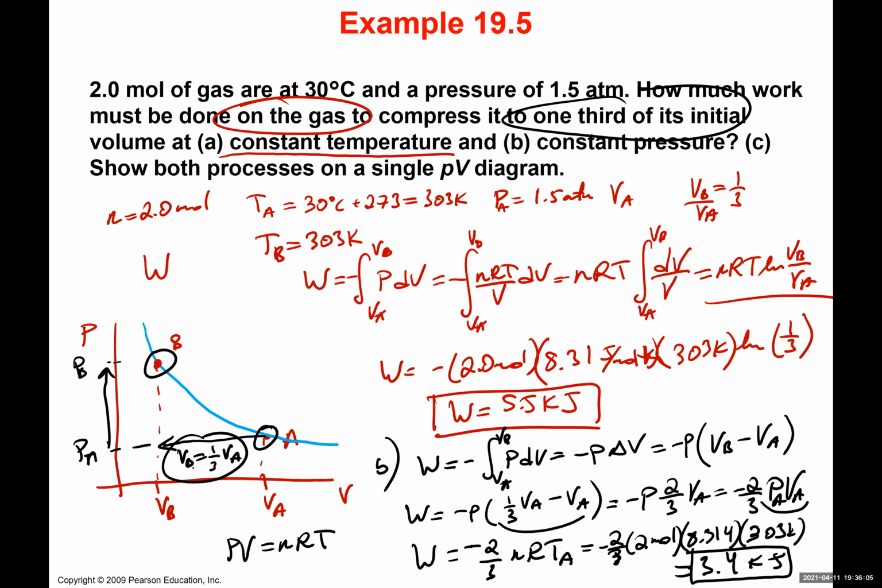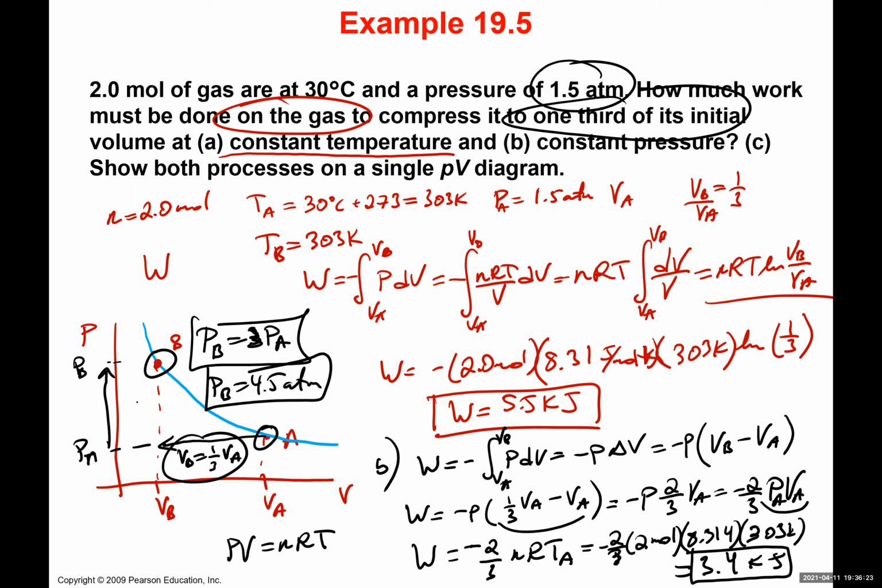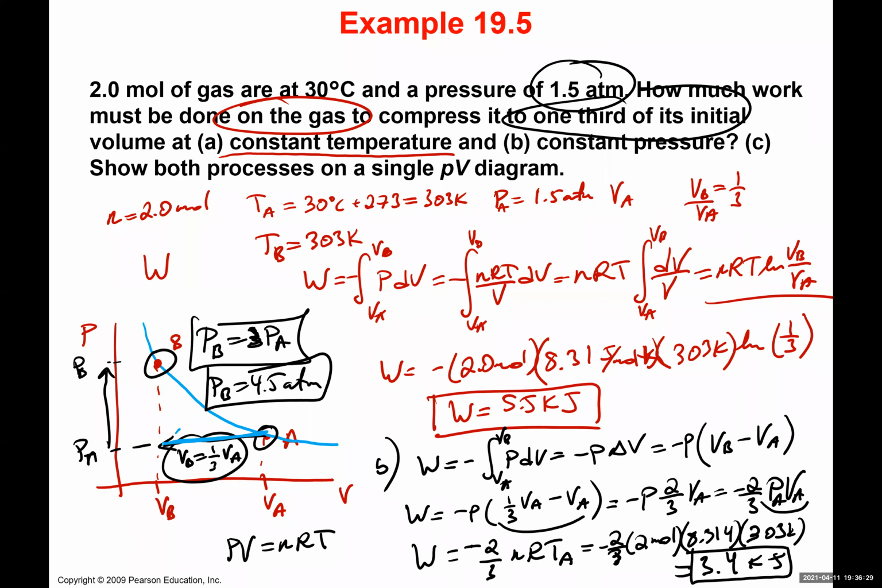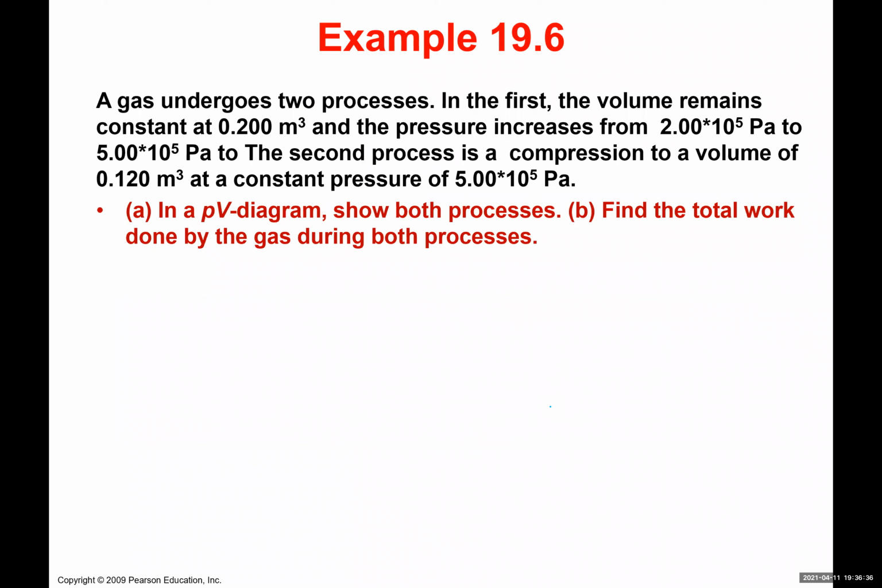None of that goes into temperature. So that means PB equals 3 times PA, and since I have 1.5, this should be 4.5 atm. So that's basically my other process. If I do the diagram, it will look like that. Okay, so let's look at one more example.